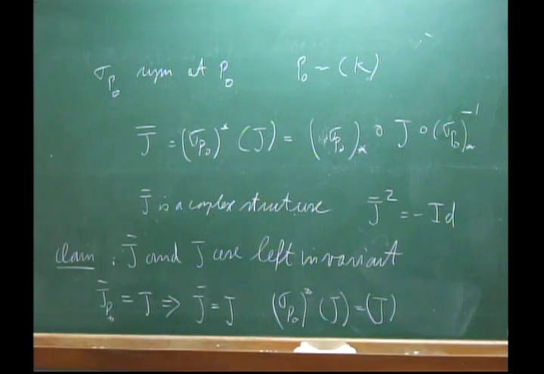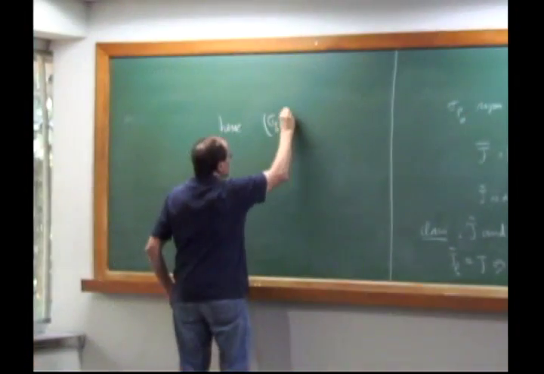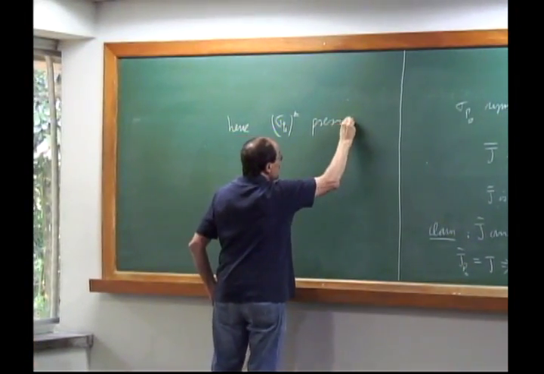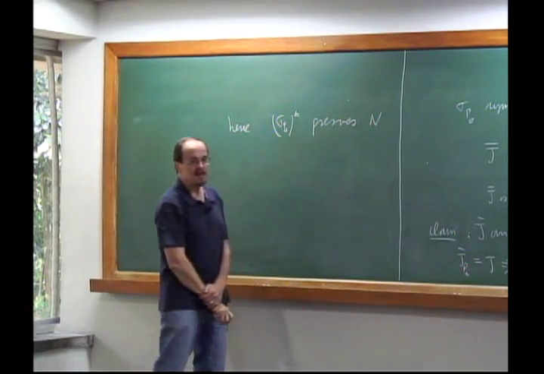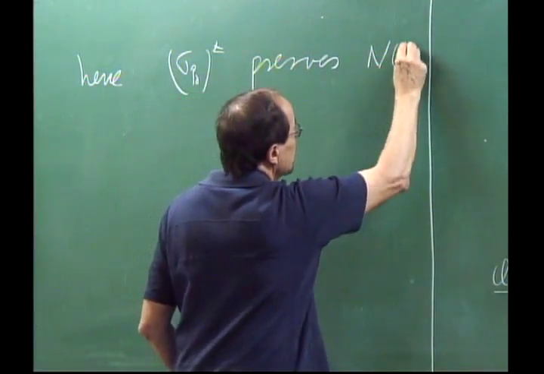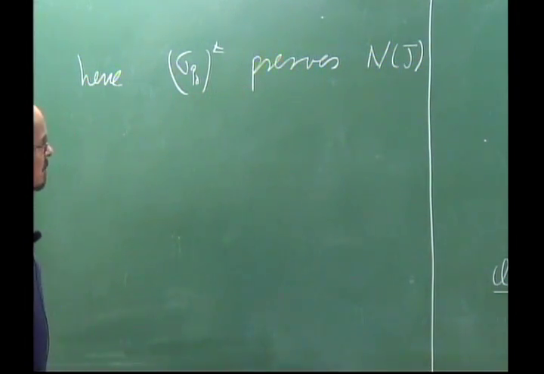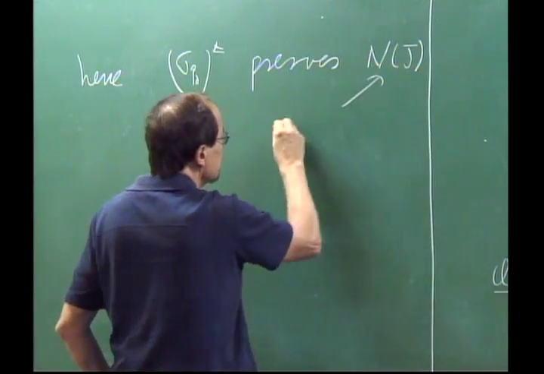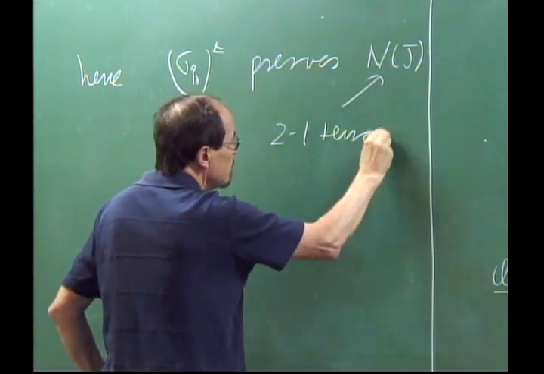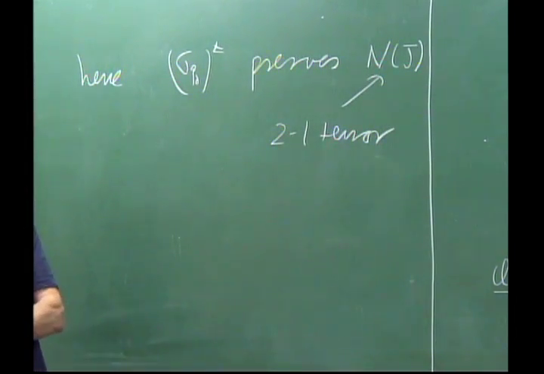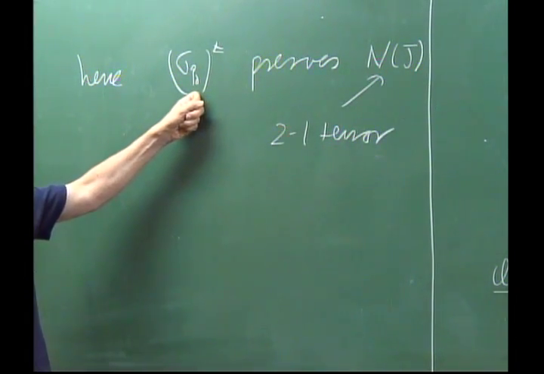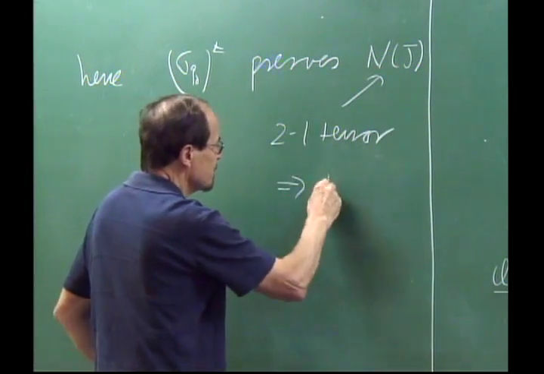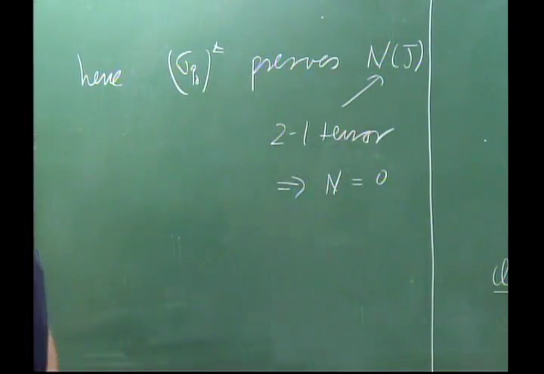And now I can finish in several different ways. For example, I could say hence sigma P naught star preserves the Nijenhuis tensor N for the complex structure that we defined on Tuesday. And remember, this was a 2-1 tensor. Right, I plug in two vector fields, I get a vector field out. Invariant under the symmetry, therefore it must be 0. Okay. That's one way to see that.